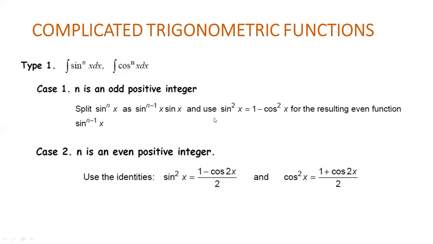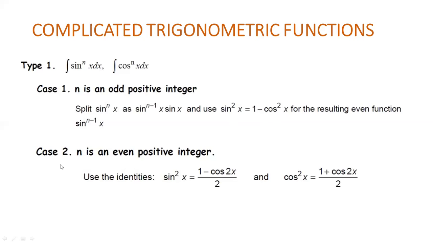Now, after that, the even function, sine or cosine, will be converted or transformed using this particular identity, that sine squared x is equal to 1 minus cosine squared of x. Or this could be cosine squared of x is equal to 1 minus sine squared of x, coming from the very basic trigonometric identity that the sum of sine squared and cosine squared is equal to 1. So that is under case 1.